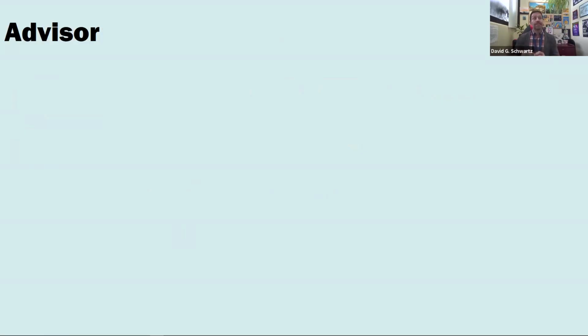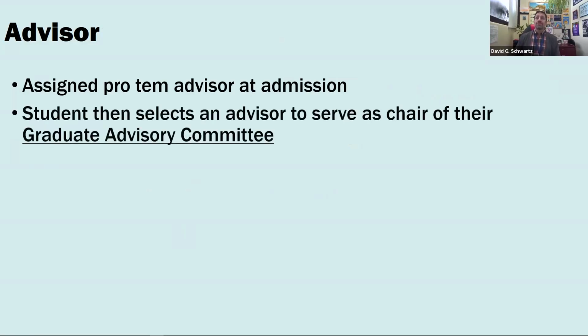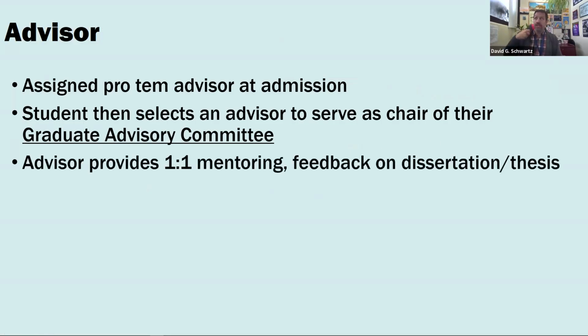That's what they do. Now, the advisor: when somebody comes in at admission, they have a pro tem advisor. The student then can pick an advisor that serves as the chair of their graduate advisory committee. So, graduate advisory committee. It's important because it's underlined. The advisor is the person who really does most of the heavy lifting academically. They do one-on-one mentoring. They will give feedback on the dissertation, thesis, or other project.